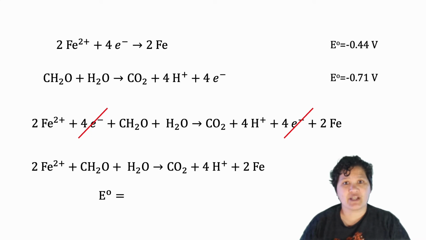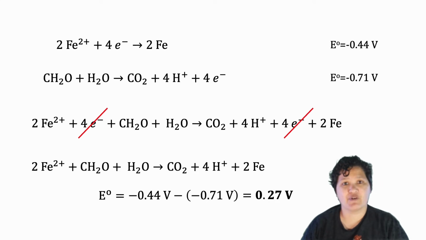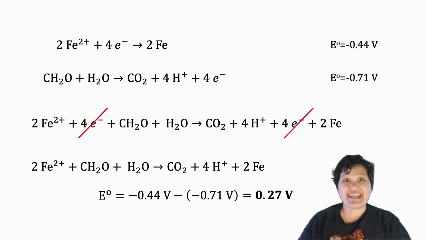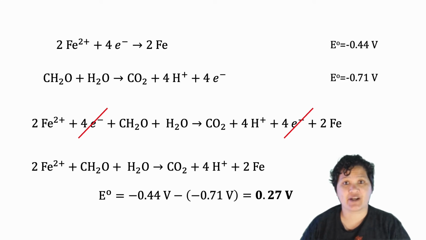Remember that the cell potential will be the E0 value for the reduction reaction minus the E0 value for the oxidation reaction. So that's going to be negative 0.44 minus negative 0.71, which gives us an overall E0 value of 0.27 volts. So you can see that even though the reduction reaction had a negative E0, the oxidation reaction had a much more negative E0, and therefore we will have a spontaneous reaction.